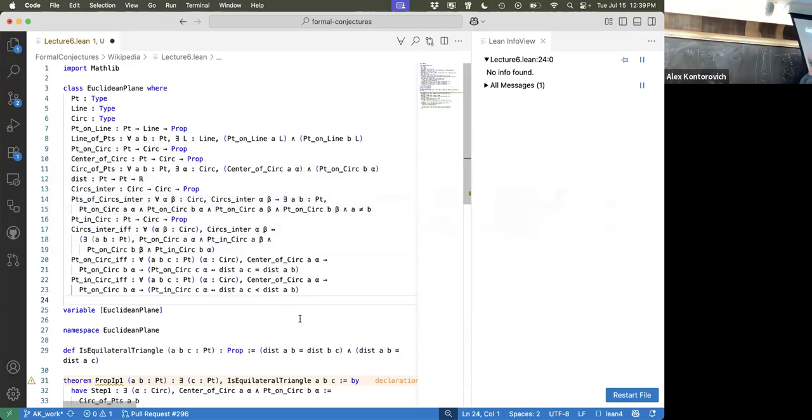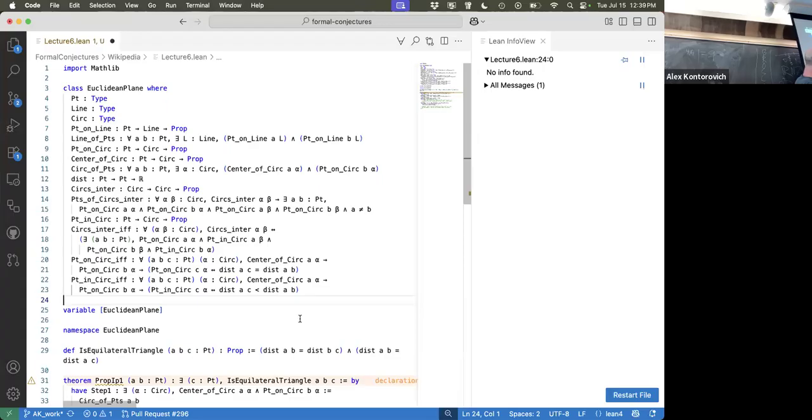Guys, this is where we were. We had points, lines, planes, circles. All good? Ready to go? We had points, lines, planes, circles, points on lines, lines of points, points of circles, yada, yada. This is the definition of a circle.